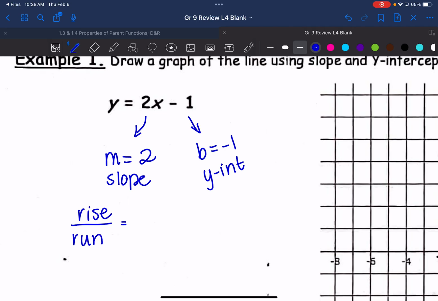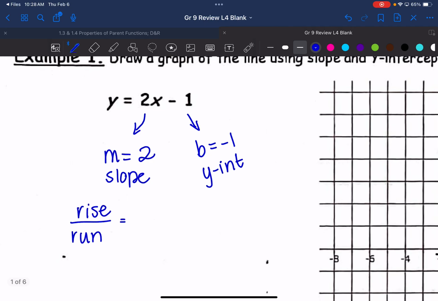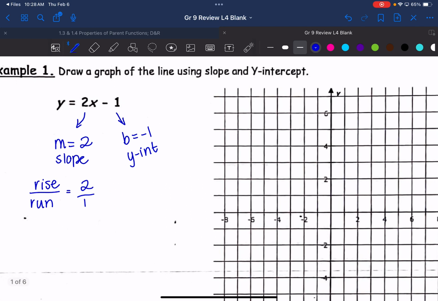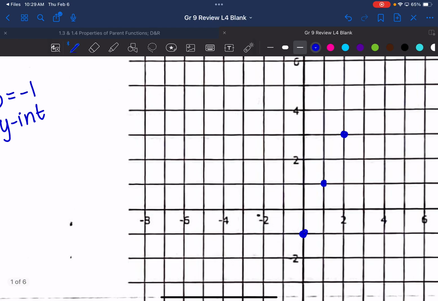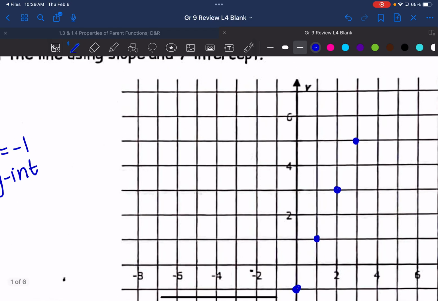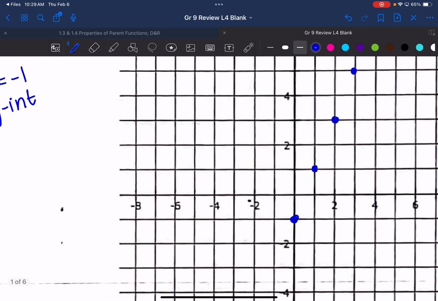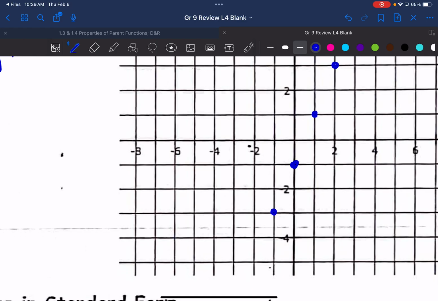Slope, I'll remind you, is your rise over run. When you have a whole number, it just means you're going to go up by that much, so 2, and then just over 1. So in this case, I'm going to go to my starting point, which is -1, right here on my graph. And I'm going to do my rise over run. I'm going up 2, over 1, up 2, over 1, and I'm just going to repeat for how much space I've got. And then I can even go backwards and extend it this way.